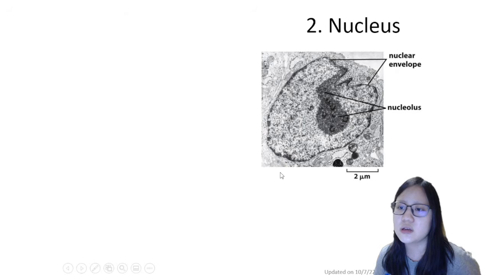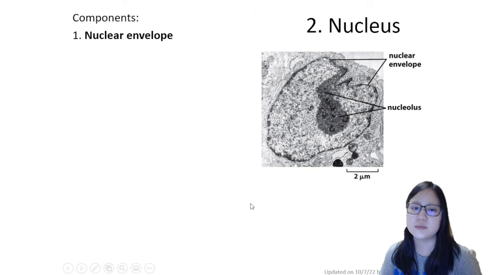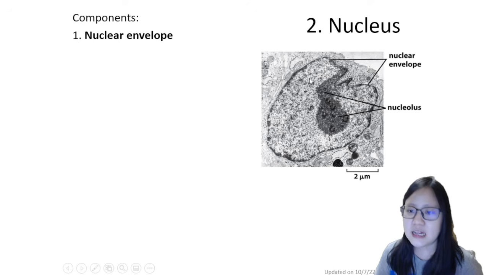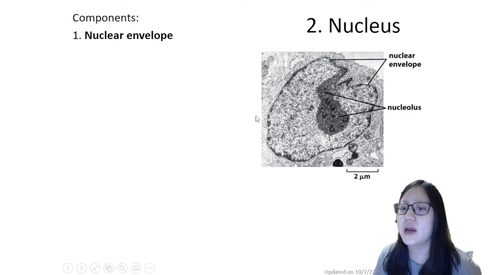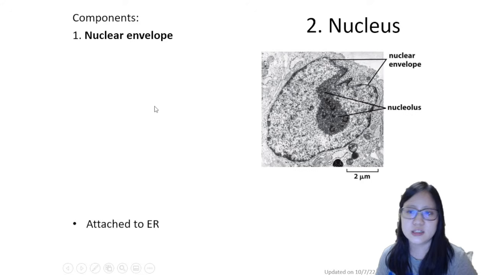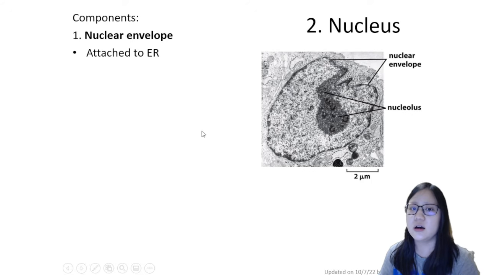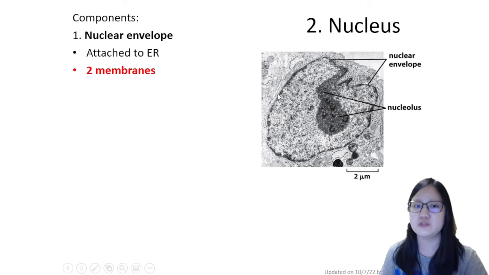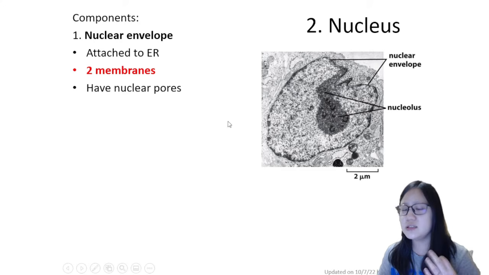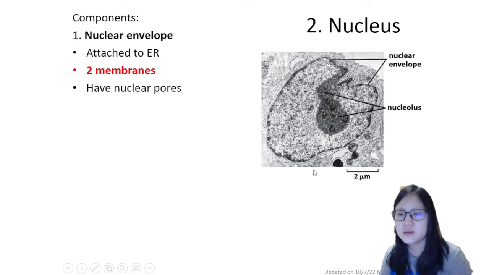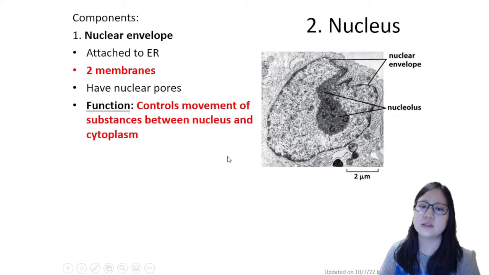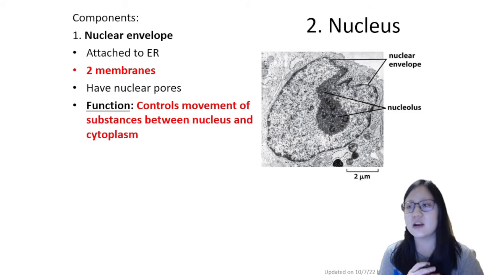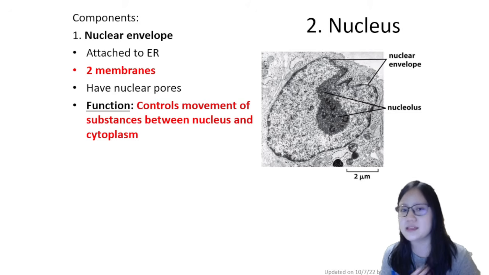Within the nucleus, there are also more ultrastructures besides the nuclear envelope, which is the membrane on the surface of the nucleus. You must know that this is attached to the ER, the endoplasmic reticulum, and is made of two membranes, again two phospholipid bilayers. This nuclear envelope also has nuclear pores, and these pores are how substances move out and in of the nucleus and cytoplasm. So it's like the cell surface membrane, but for the nucleus.